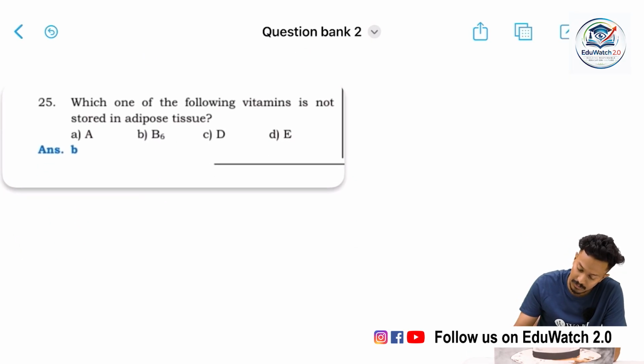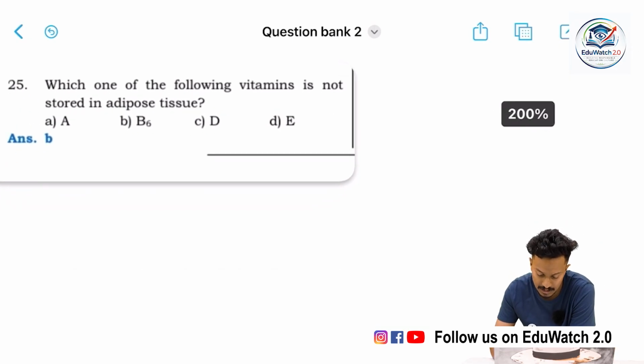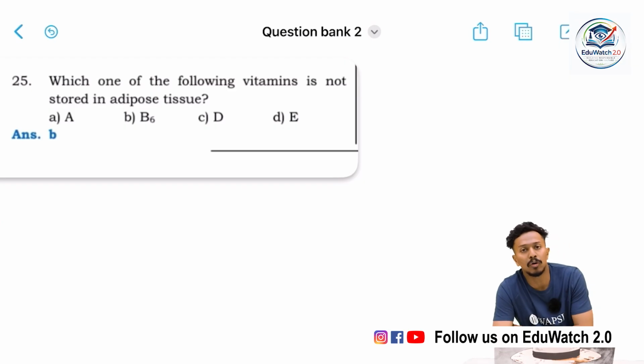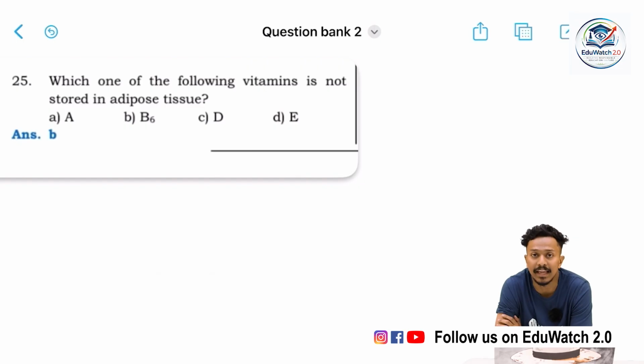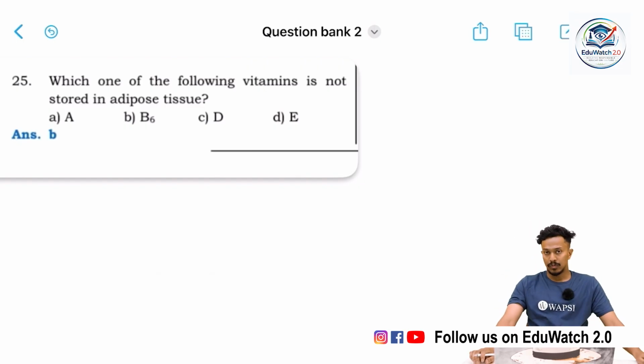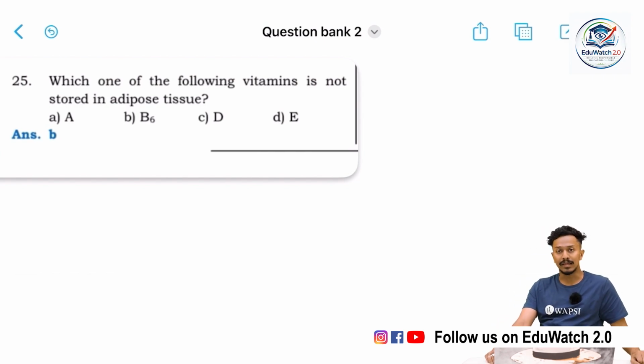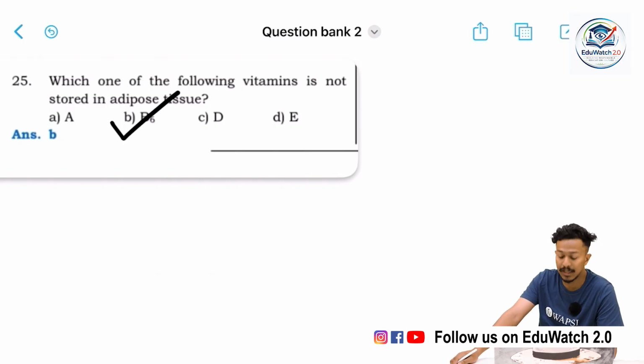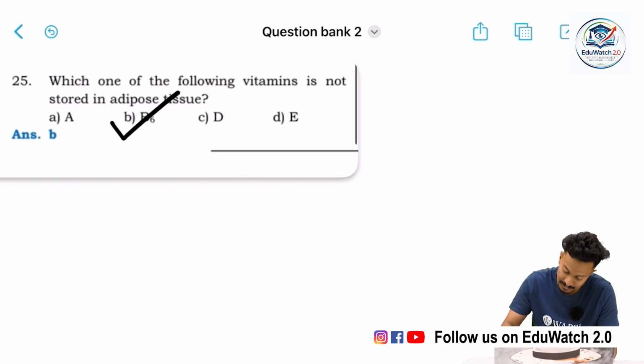Our next question is, which one of the following vitamins is not stored in adipose tissue, right? So, looking at these options, we could determine that vitamins A, D, E are fat soluble vitamins, right? So, the only water soluble vitamin found in these options is vitamin B6, which is not stored in the adipose tissue. So, the correct option for this question is option B, vitamin B6, right?